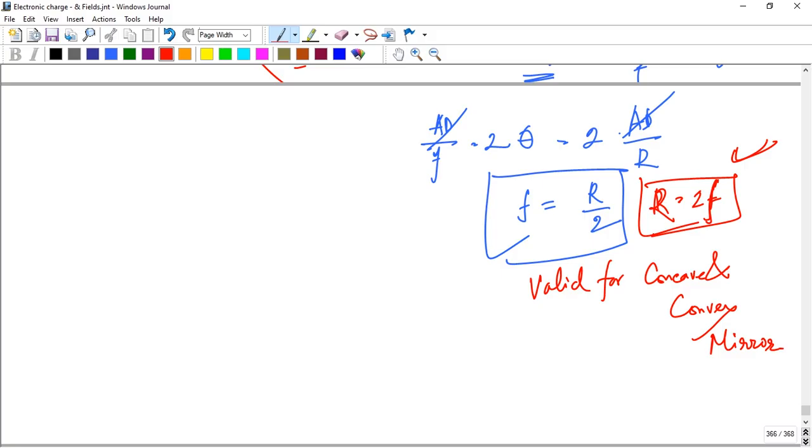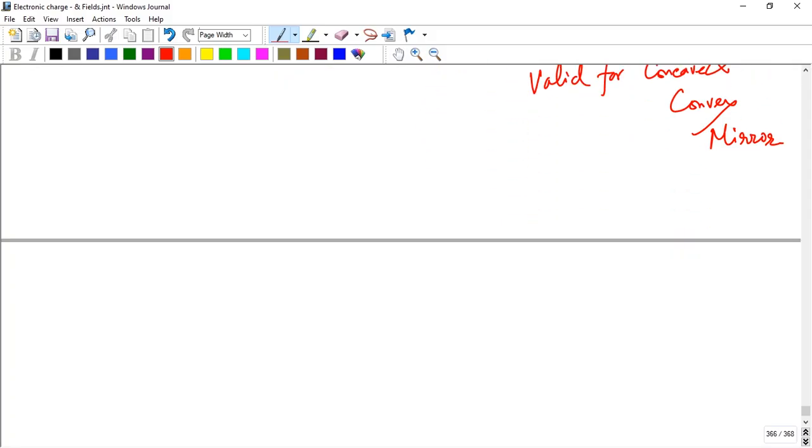Okay, now derive the mirror equation, very important. Now we derive the mirror equation.